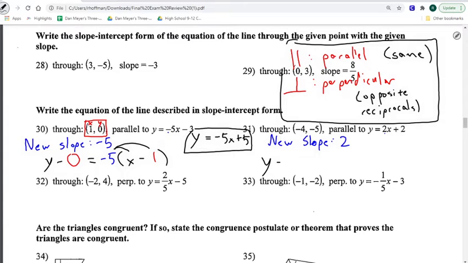Let's write out our point slope form. Remember, it is y minus our y coordinate. Our y coordinate goes next to y. Our x coordinate goes next to x. Slope goes here. So in this one, we have y minus our y coordinate. Here's our point. Our y coordinate here is a -5. Equals our slope, which is 2, times x minus our x coordinate. Our x coordinate this time is a -4.